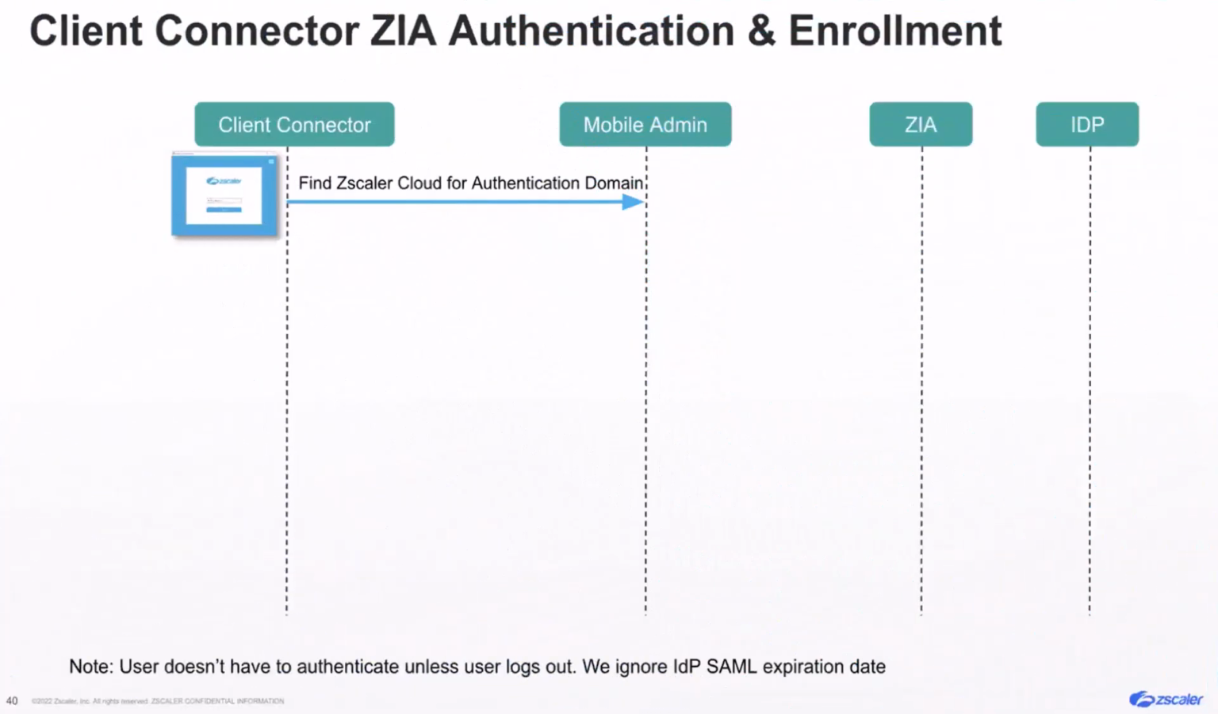So what happens in a ZIA authentication enrollment process? If you think about it, client connector is stateless, right? Unlike Netscope, we don't bake our identity as a token or something into the client connector.